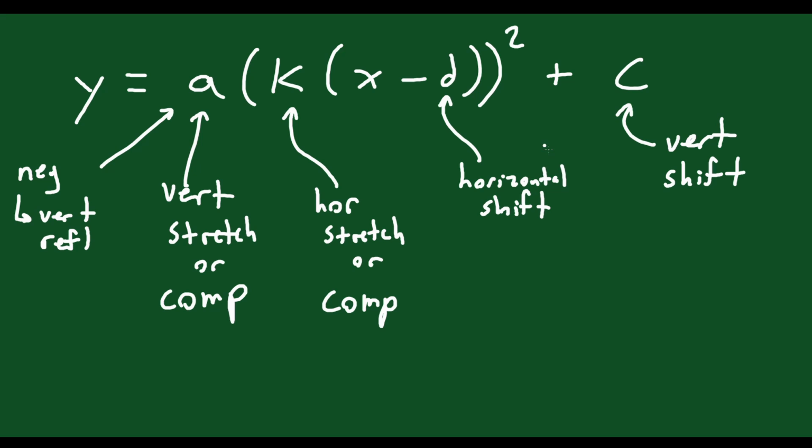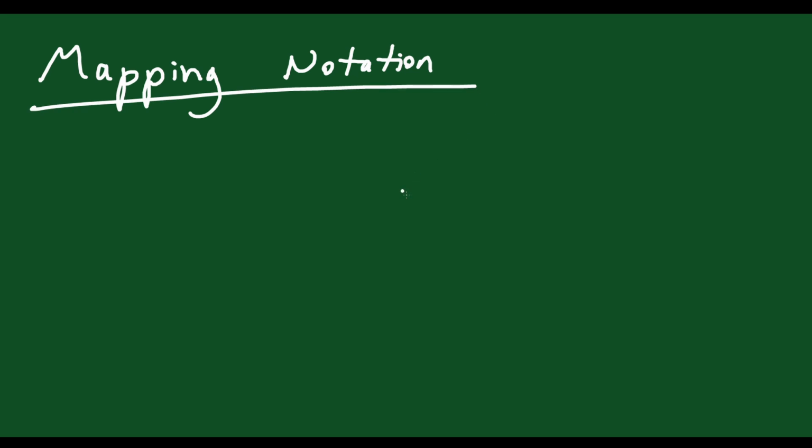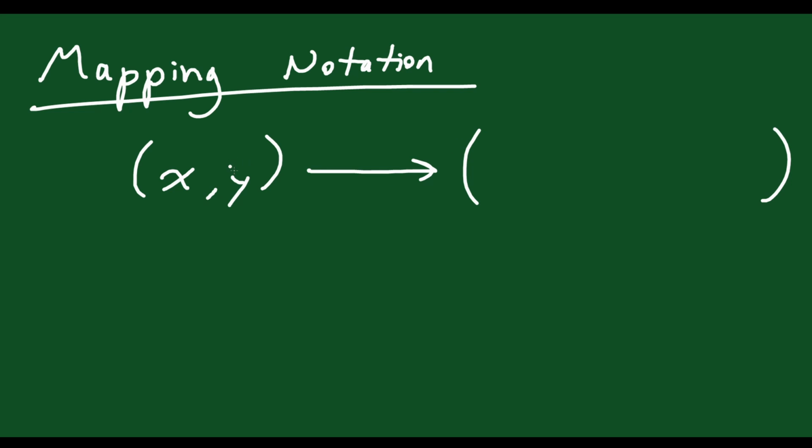With this information in mind, there's another concept that I might as well introduce now. It's not the most popular, but some teachers insist on using it, so you might hear this. It's called the mapping rule, or maybe you hear it called the mapping notation. The mapping notation says if you have a point (x, y) on the original equation, and then you have all these different transformations we just talked about, a, k, d, and c, this point will map to a new point, and the new point will have the coordinate (x over k plus d, a y plus c).